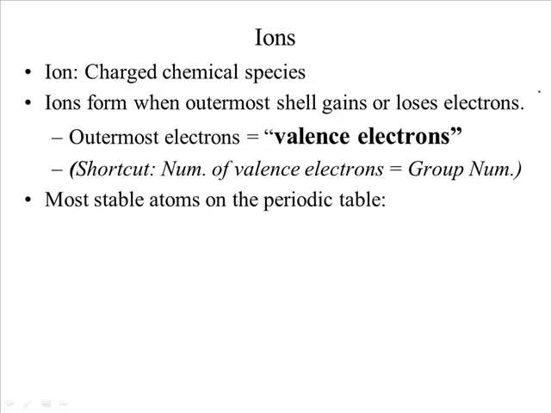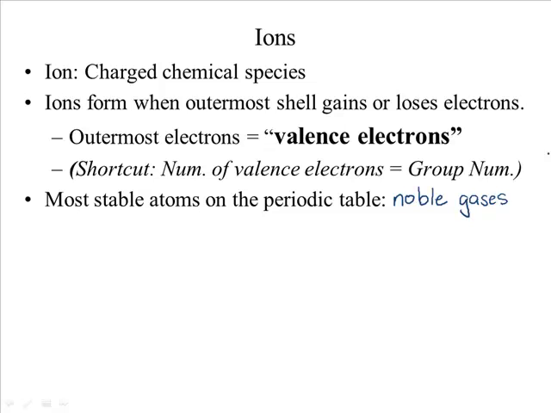To understand why ions exist, we have to talk about the stability of atoms. The most stable atoms on the periodic table are those atoms that don't react. The atoms that don't react, you may remember, are group 8, the noble gases. The noble gases are chemically inert. They don't react easily with other elements, and the reason for this is that they're very stable on their own.